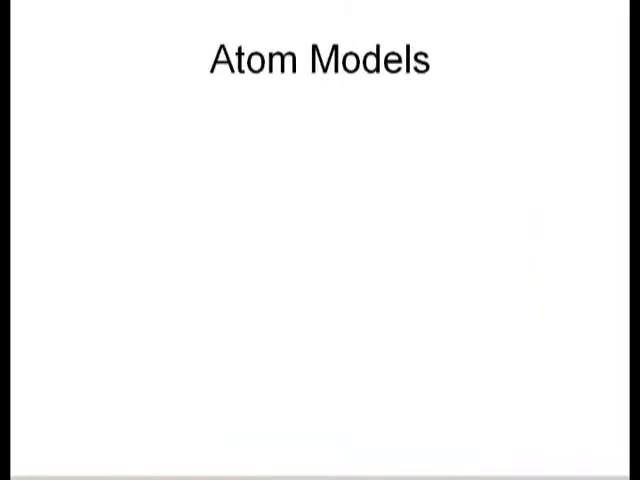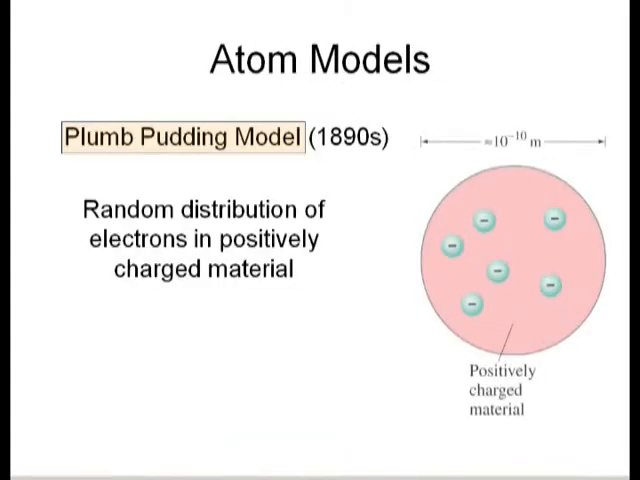Chapter 27 Notes, Atom Models. In the late 1800s, the model of the atom consisted of a random distribution of positive and negative charges. They called this the plum pudding model.